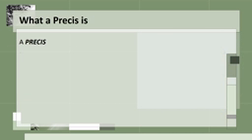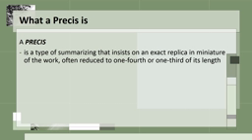So, what exactly is a Precis? It's a type of summarizing. So, if it's a summary, it's shorter. But this is special. Why? Because it insists on an exact replica in miniature of the work. So, when you say miniature exact replica, that means whatever the intention of the author is, you must be able to capture that using fewer words. Okay? Using fewer and your own words.